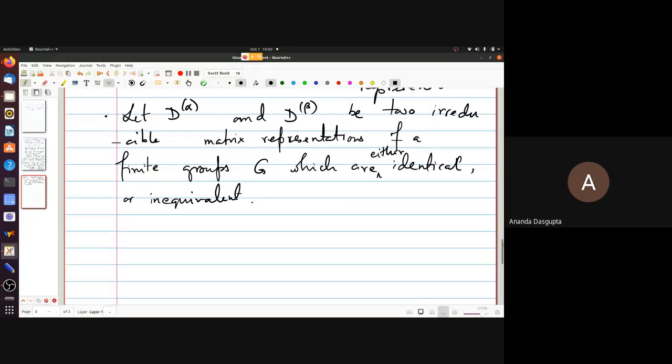Then, of course, D alpha could be an m-dimensional representation, D beta could be n-dimensional in general. And of course, if they are identical, then m and n would of course be the same. Now, what we do is we consider a special matrix M, which is defined this way.